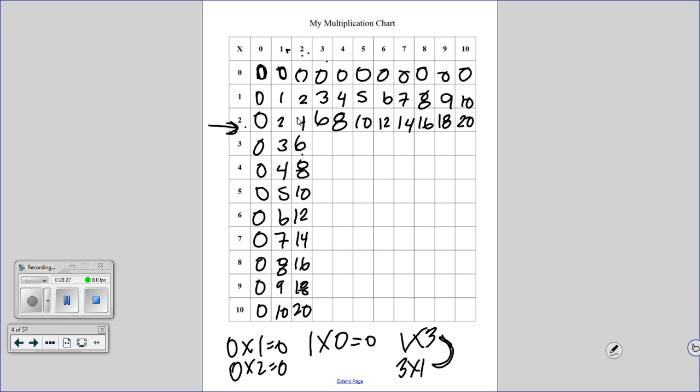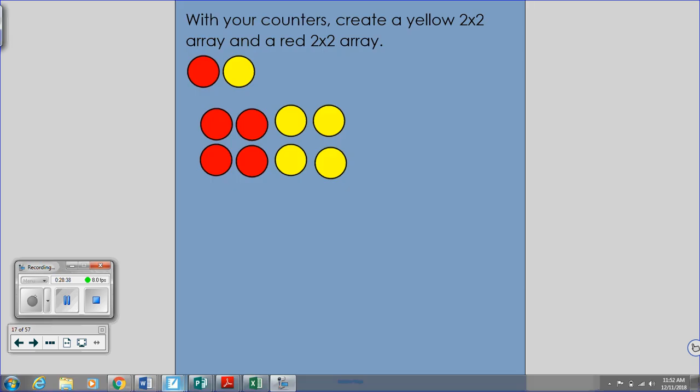So if I know what 2 times 5 is, do I also know what 5 times 2 is? Yes, I do. Sabrina, what's up? I have my red 2 by 2 and my yellow 2 by 2, and now I'm going to squish them together so they're all in a nice row. And I want you to turn them either all red or all yellow.